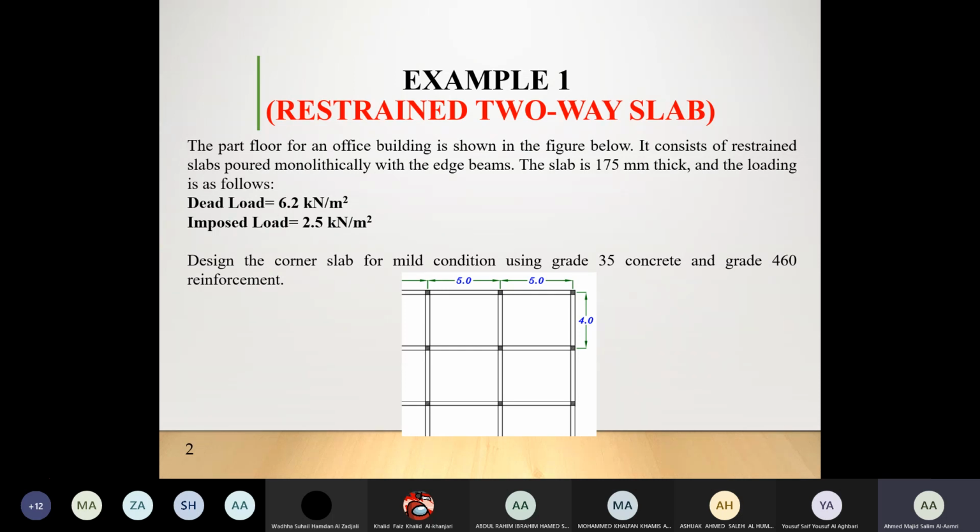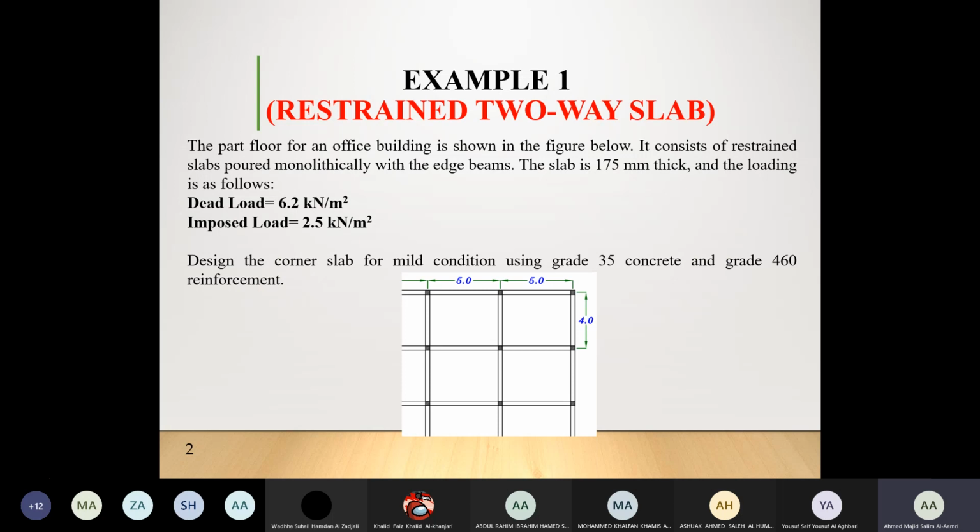Columns are a separate pouring step. Foundation is separate as well, but when it comes to beams and slabs, we have them in the same casting or the same pouring. This is referred to as monolithically poured or monolithically cast.